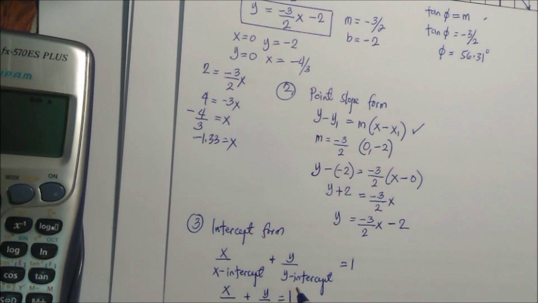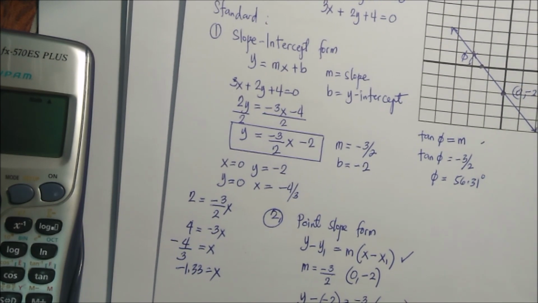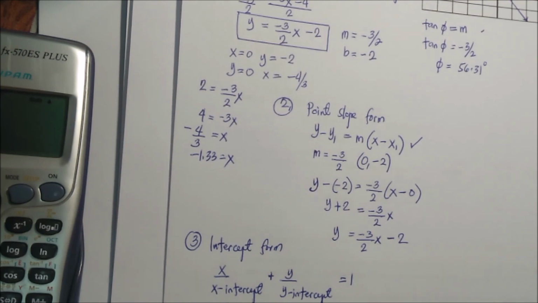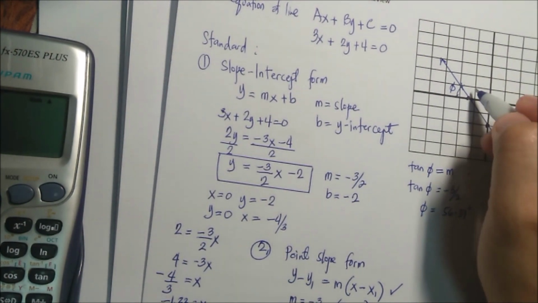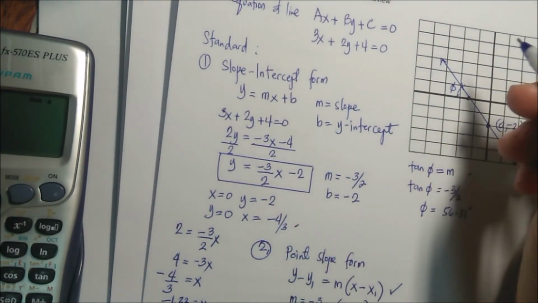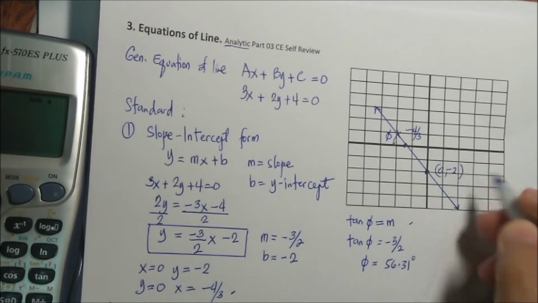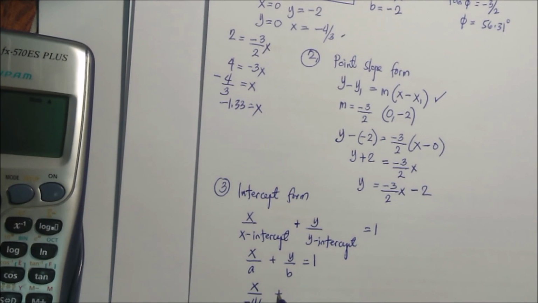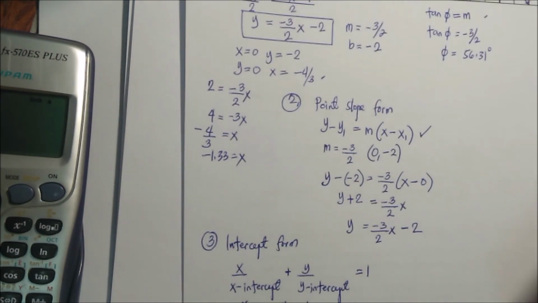So like for example, in still the same example, let's try if we can make the same answer. Okay, x over the x-intercept here, this is negative 4/3 and the y-intercept is negative 2. So x over negative 4/3 plus y over negative 2, that is equal to 1.